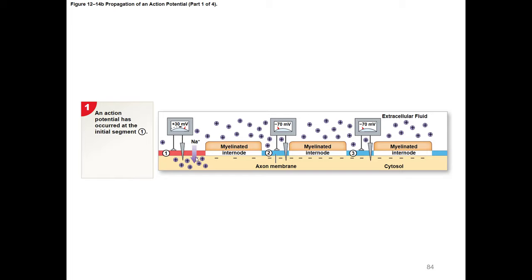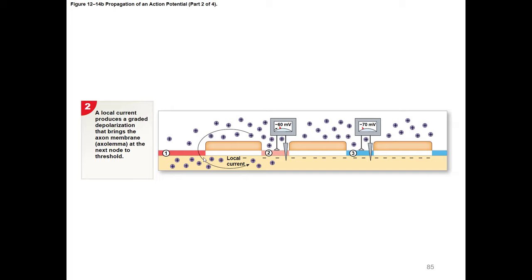So once the sodium rushes in, where does it go now? The local current, just like in continuous, presses that sodium forward towards segment 2 or node 2. Notice we're just bypassing this whole myelinated section, which allows us to skip a big chunk of membrane. That's great. It's way faster.